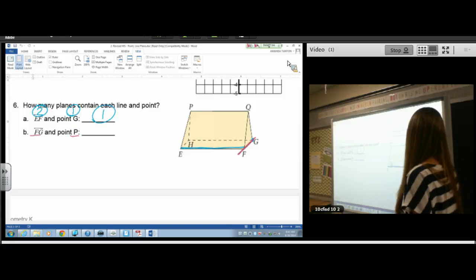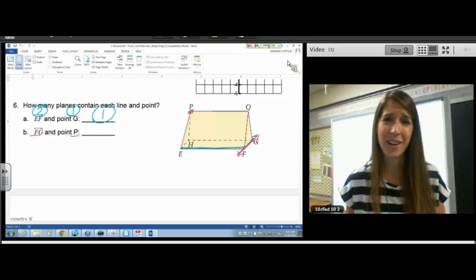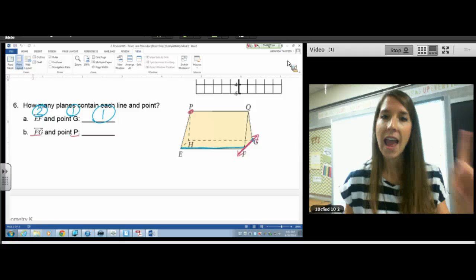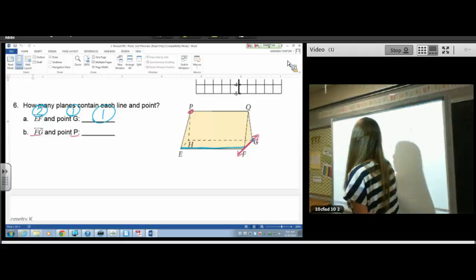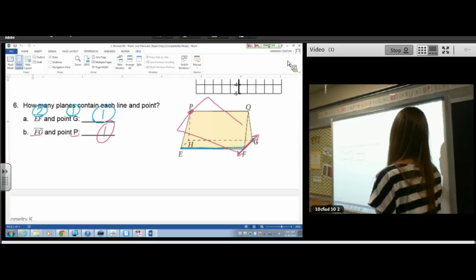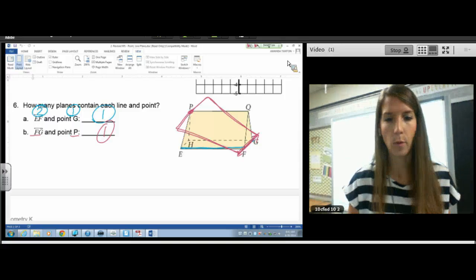Line FG and point P. Once again, those are not collinear. So there's only one plane that goes through that line and that point. There is only one. And if you wanted to try to draw it, it could kind of be like that. That is the plane that goes through that line and that point. Okay.